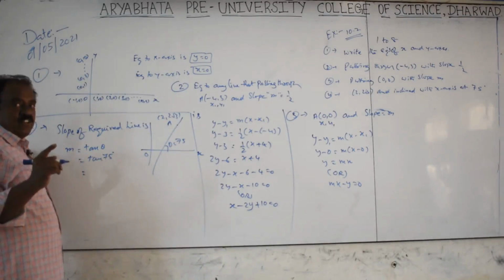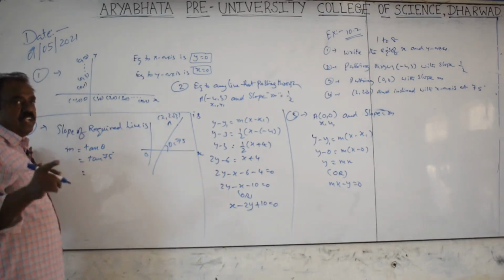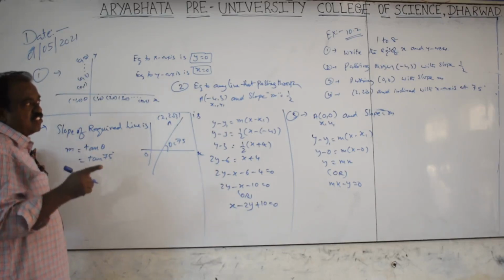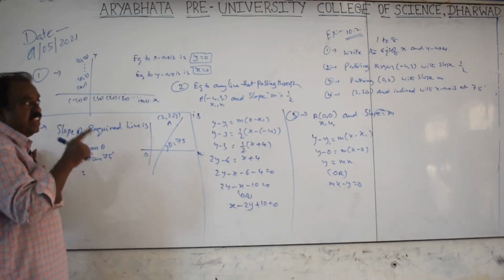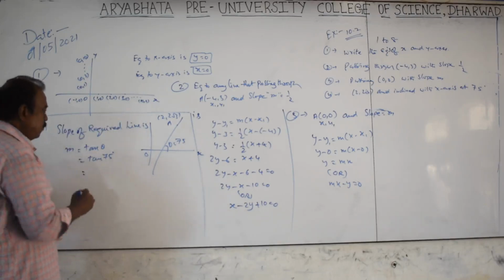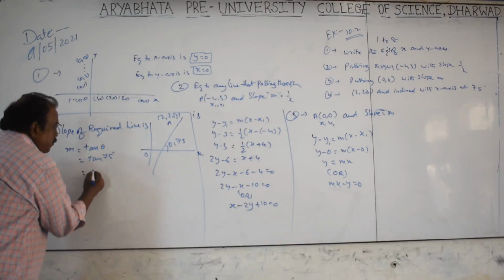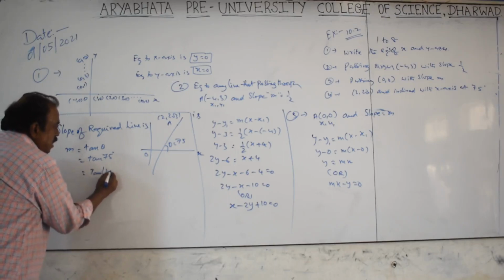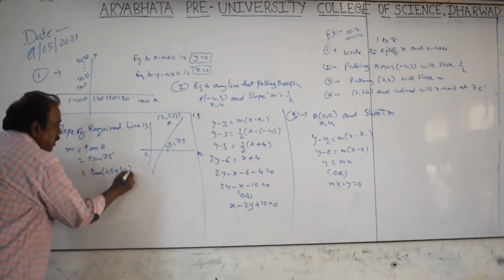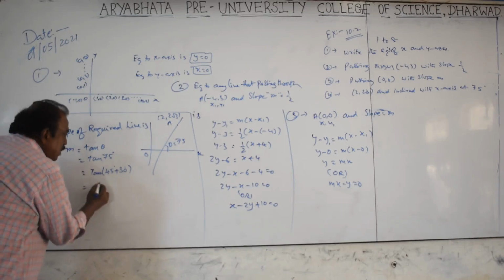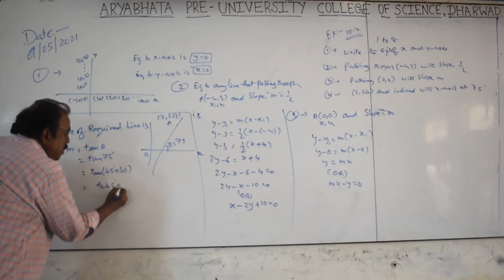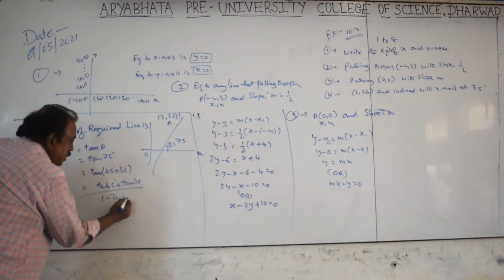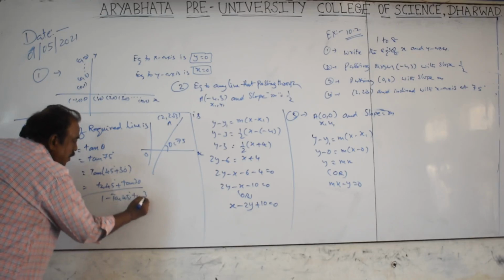Slope is defined as tan theta. The notation m is equal to tan theta, where theta is the angle made by the line with the x-axis, the angle of inclination. That is given. Tan 75 means tan of (45 plus 30). Will you agree? Okay, now it is (tan 45 plus tan 30) by (1 minus tan 45 tan 30).